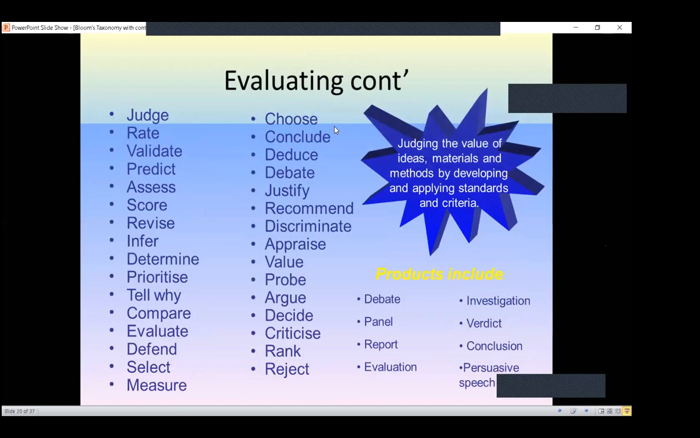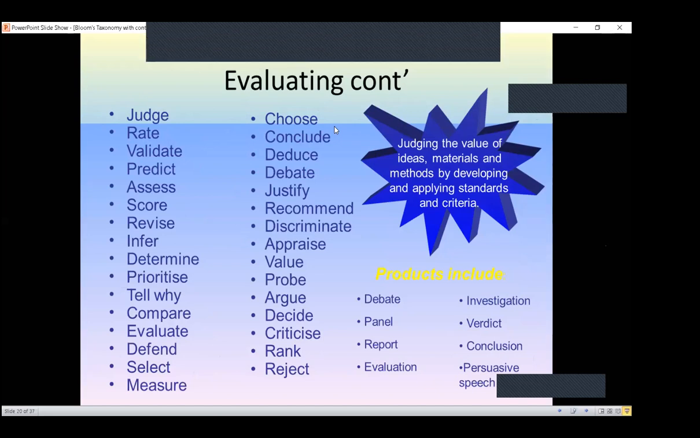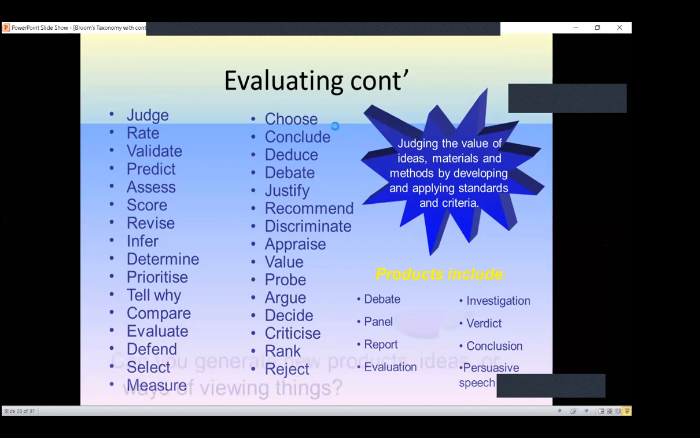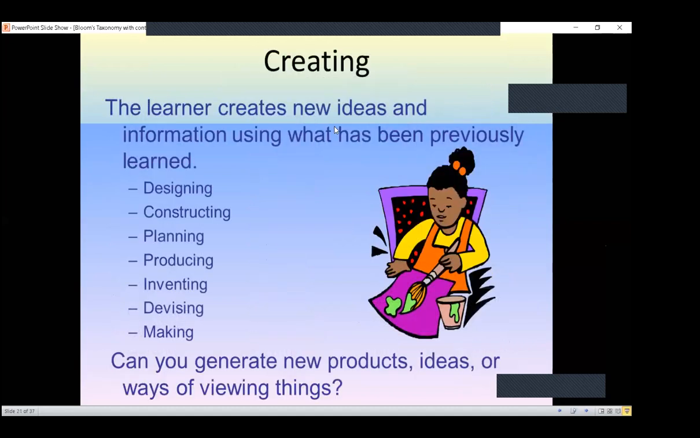So these are again a few verbs that we can use to frame the questions for the students. Later on, we are going to see these questions and discuss them. And the last one is creating. As I already said, this is at the apex, and this is the most neglected part.